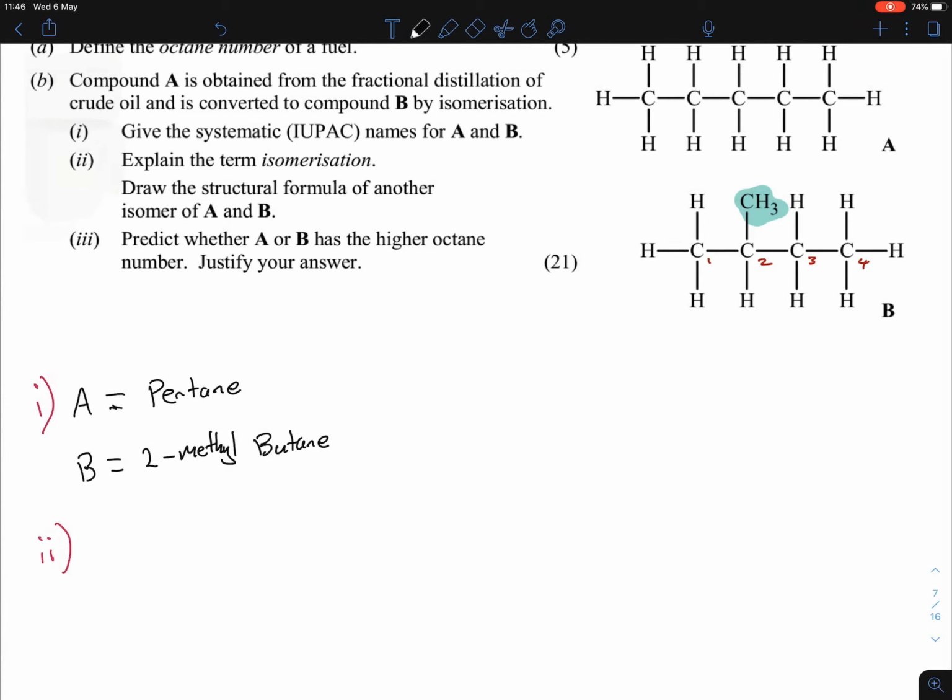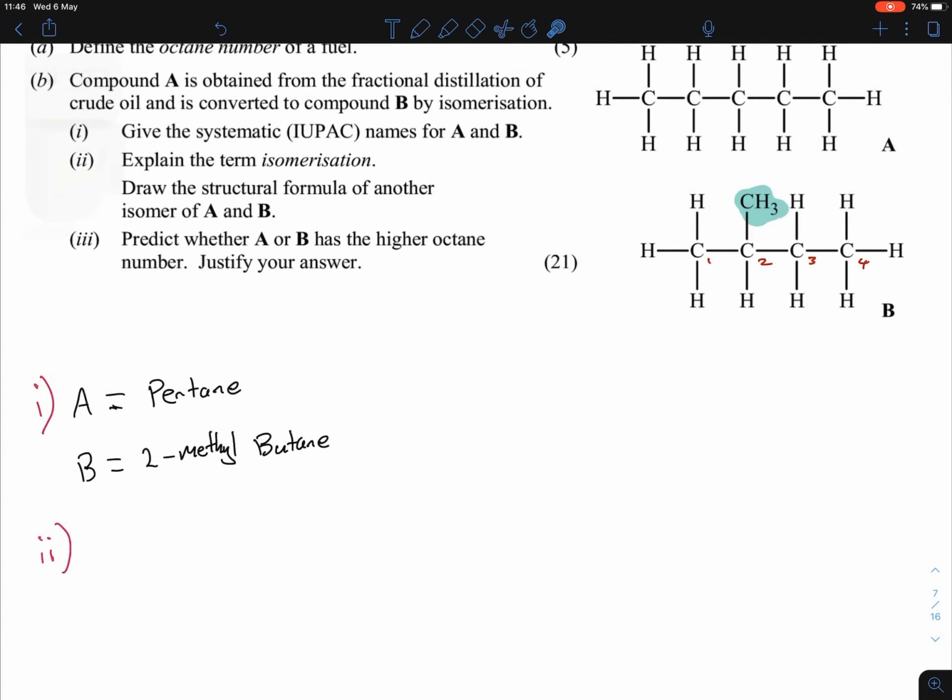So what we're doing for isomerization is we're changing hydrocarbon A into hydrocarbon B. So the same molecular formula, different structural formula. It's only an explanation, it wasn't a definition as such. Underneath that, you're asked to draw a structural formula of another isomer of A and B.